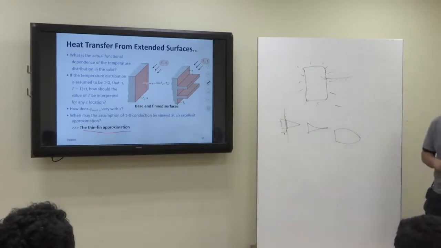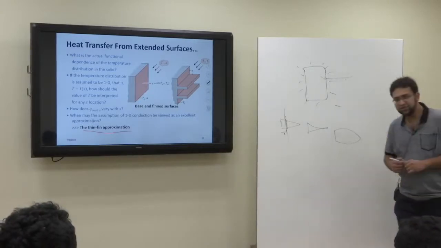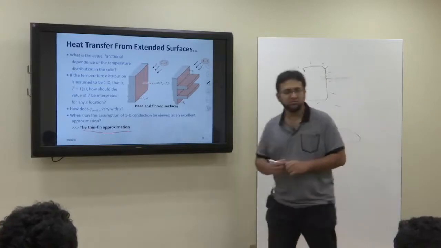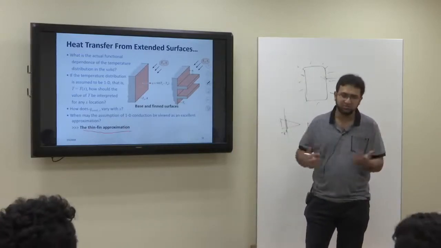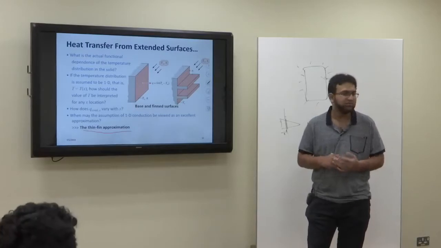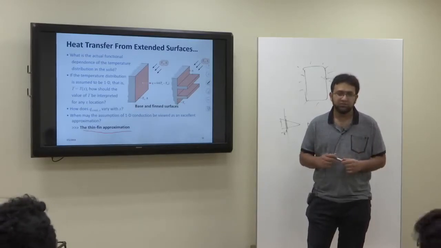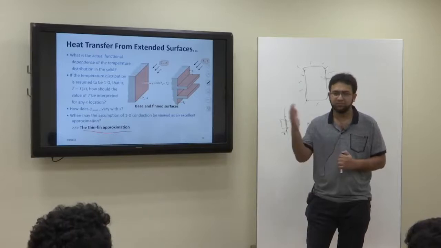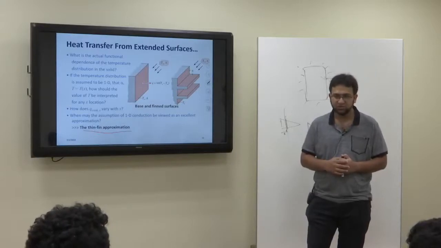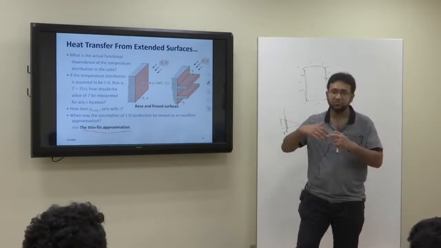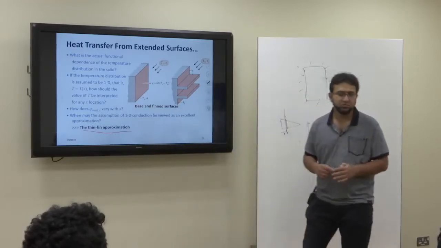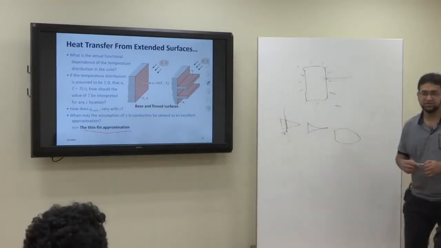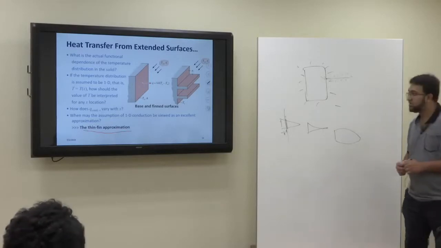So why do we make approximations? Normally, in engineering, we make approximations to make our life easy. Okay? Sometimes there is a certain level of error which is acceptable to us. And if it is acceptable to us, then if we do not make that approximation, our life becomes very, very difficult. Because the solution of the problem becomes so complicated that it's not really worth the time to spend that much. Is it clear?